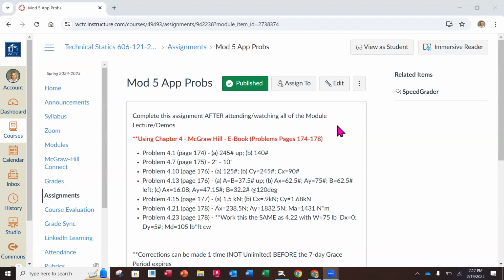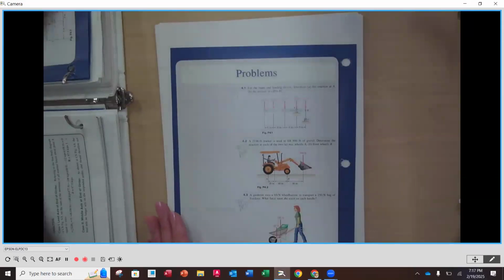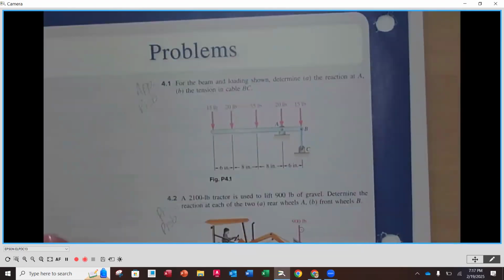Okay, we're going to do one of the application problems here. We're going to look at problem 4.1. Okay, this is on page 174. And I'm going to go underneath our camera here. I have the problem statement right here.